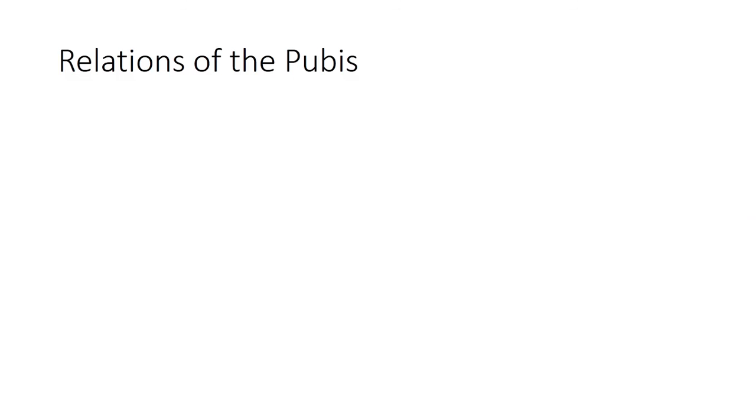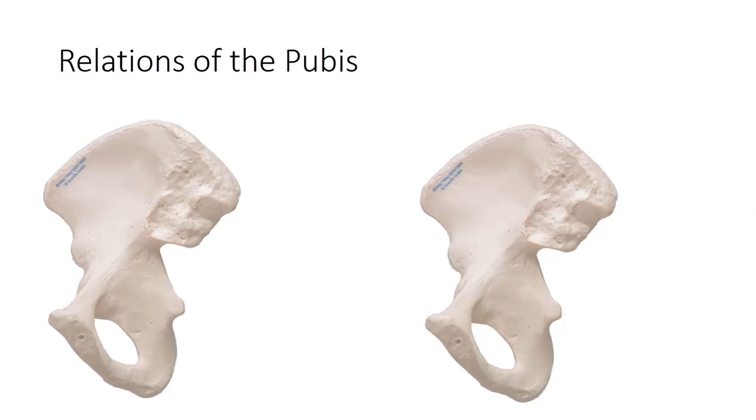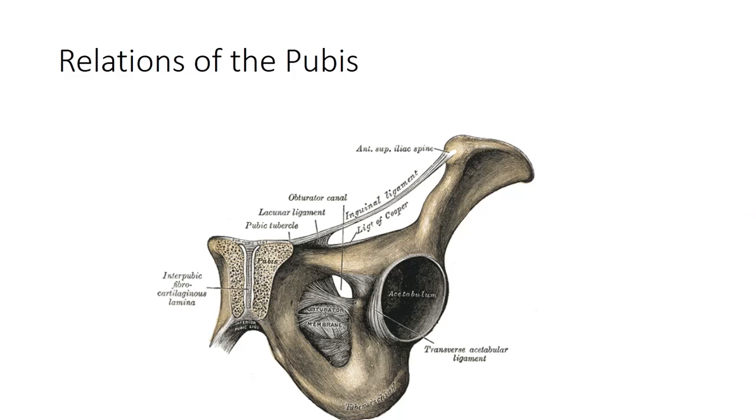Now the relations of pubis. This pelvic surface of pubis is related with vas deferens in case of male and round ligament in case of female. This is vas deferens and round ligament. Another important relation is obturator membrane.